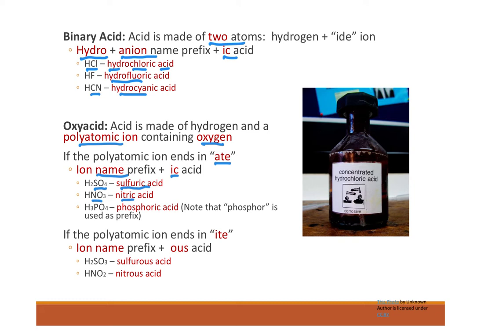And H3PO4 has a phosphate ion, but we actually call it phosphoric acid, so there's a slight name adjustment using phosphor as the prefix instead of just phos.